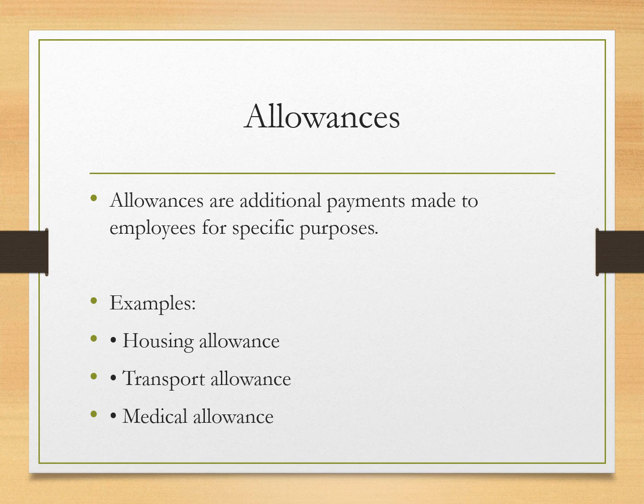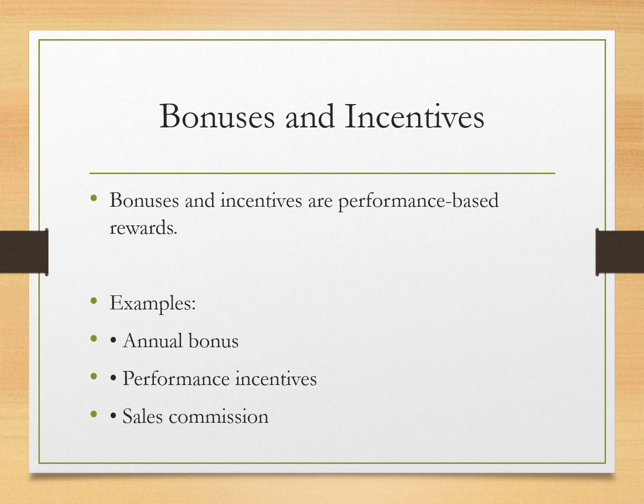Allowances. Allowances are additional payments made to employees for specific purposes. Examples: housing allowance, transport allowance, medical allowance. Bonuses and incentives. Bonuses and incentives are performance-based rewards. Examples: annual bonus, performance incentives, sales commissions.